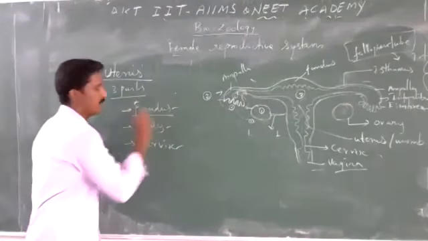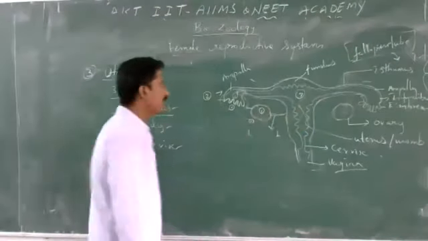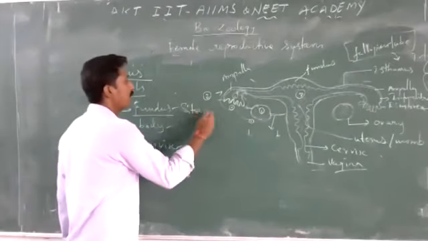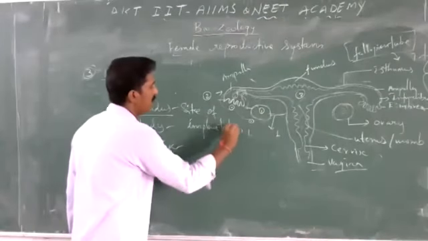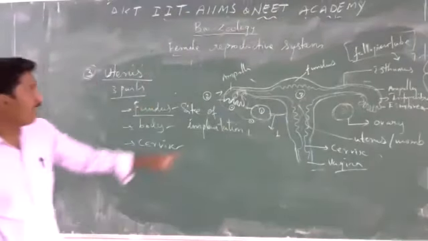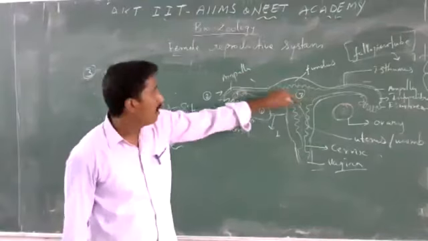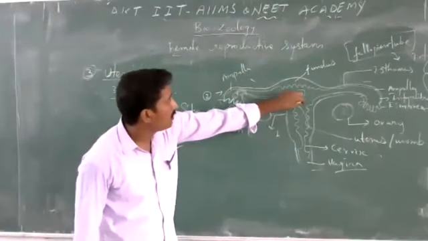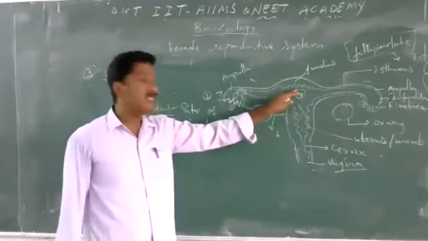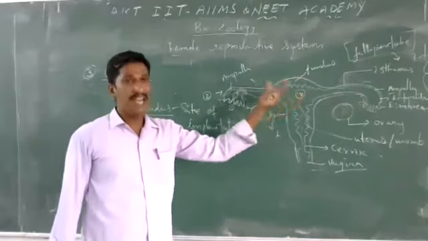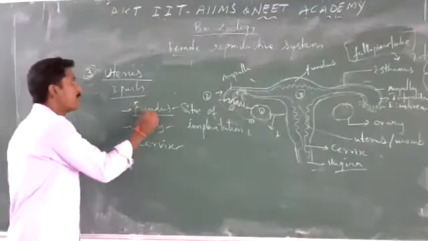First one is the fundus. The fundus is present in the top region of the uterus. The fundus is the site of implantation. After fertilization in the ampullary isthmic junction, the zygote moves towards the uterus and enters the uterus. The implantation happens in the fundus region. In this fundus region, the growth of the fetus happens. It also gives the formation of the placenta. So it is an important part of the uterus.